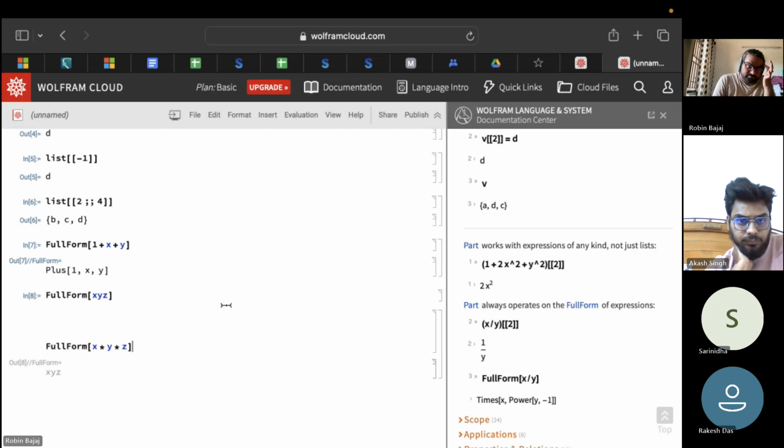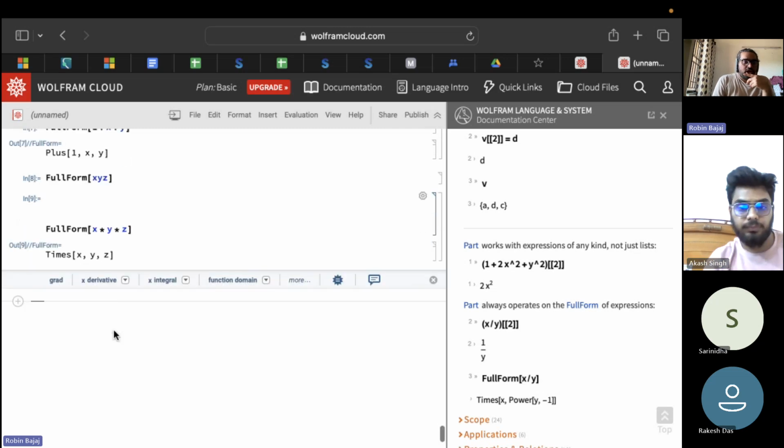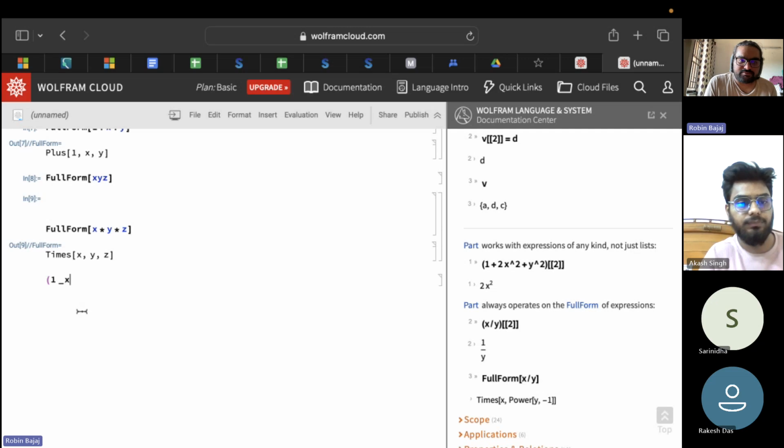Just guess from here. For times, it should be a Times function, right? So Times of x, y, z. Now, if I apply the Part thing over here, for example, 1 plus x plus y, I would take, let's say, the second part. What should it give me? Guess?